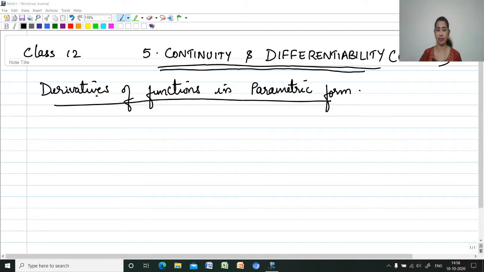Today I am discussing class 12 chapter 5 continuity and differentiability. We are continuing the chapter with the derivative of functions in parametric form.